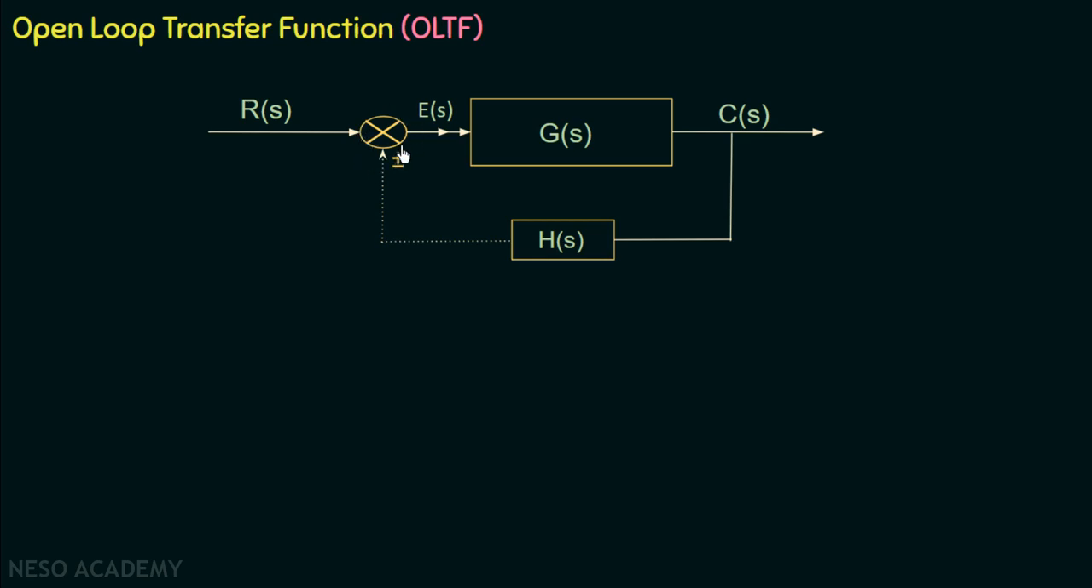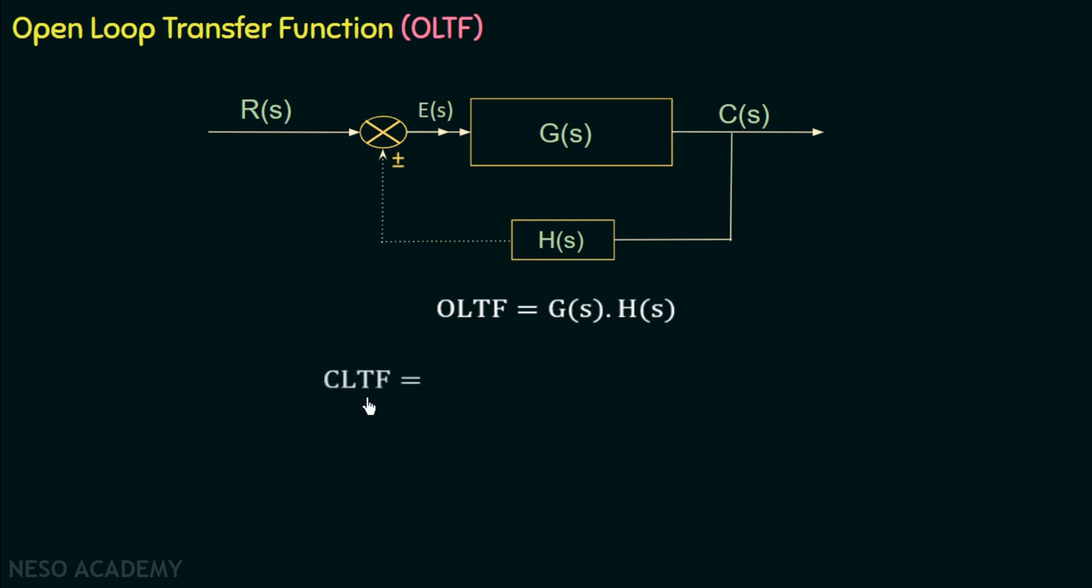And that's why now the transfer function will be the product of individual loop gains, which is equal to G(s) multiplied with H(s). So the open loop transfer function is equal to G(s) multiplied with H(s). And since it is not forming a closed loop, it is called as open loop transfer function. But it is a characteristic of a closed loop system.